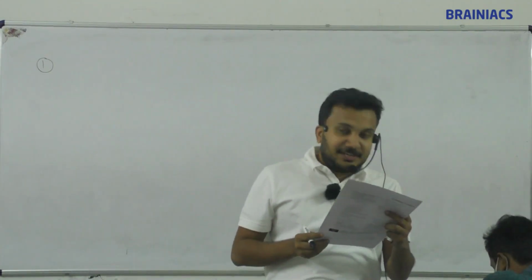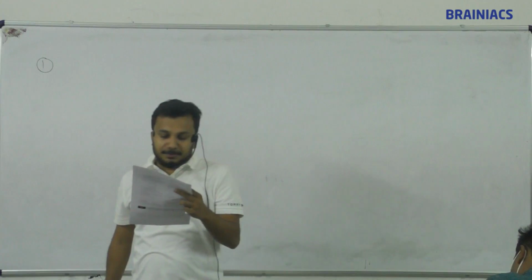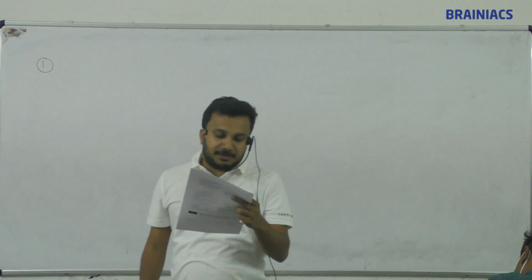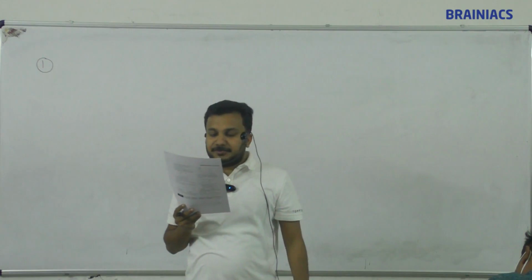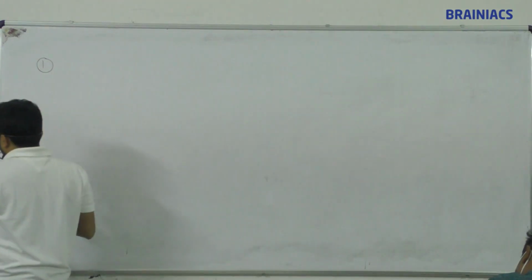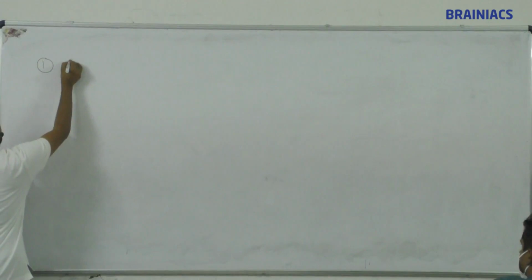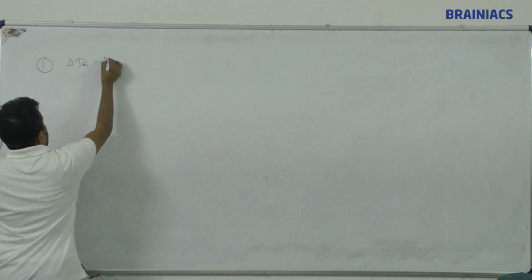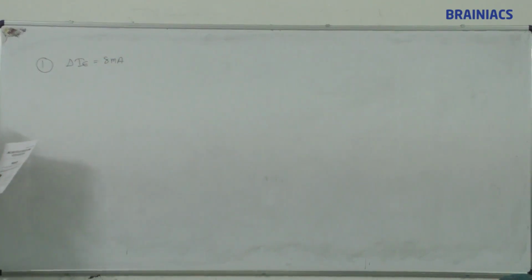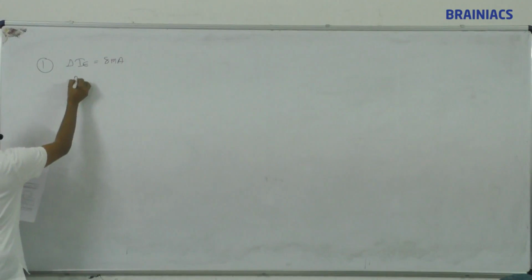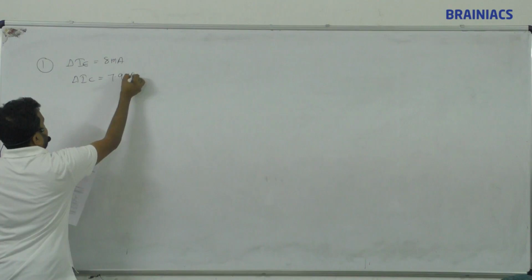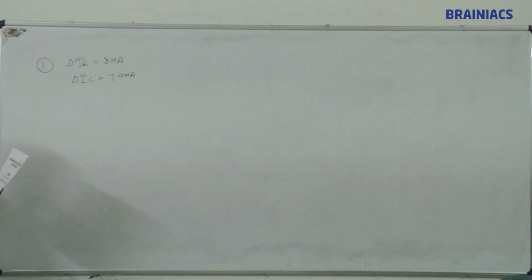A change of 8 milliampere in the emitter current brings a change of 7.9 milliampere in collector current. Find the value of the parameters alpha and beta. Change of emitter current, which means what? Delta IE, that's all. So it is 8 milliampere. It brings a change of 7.9 milliampere in collector current, delta IC.